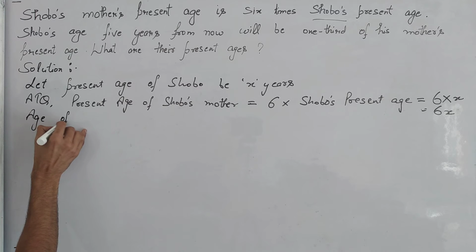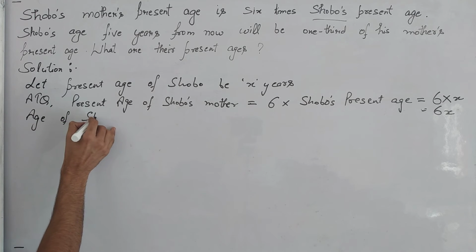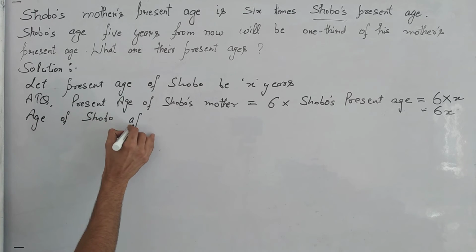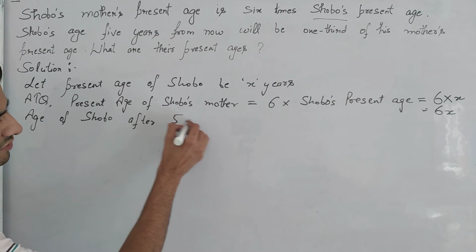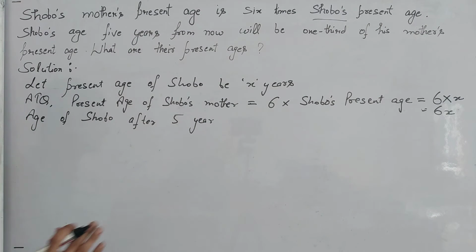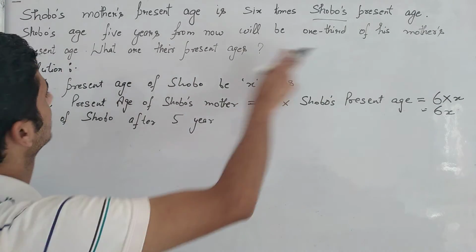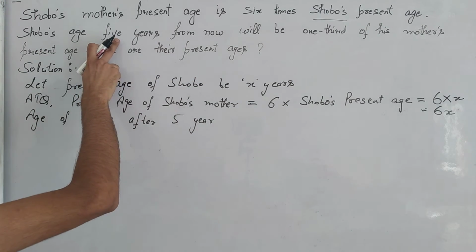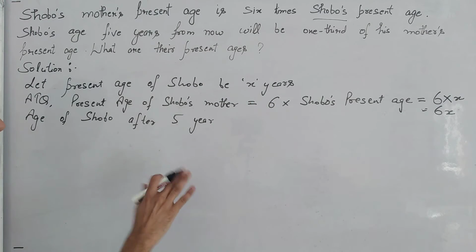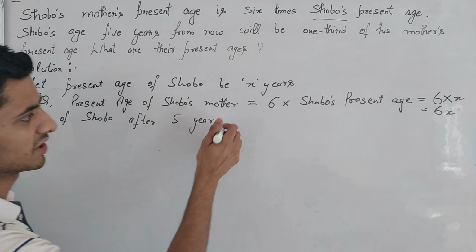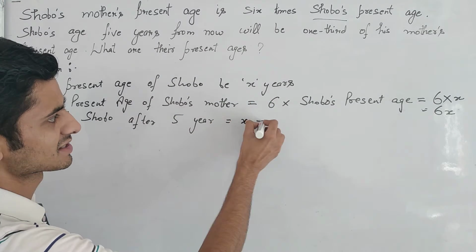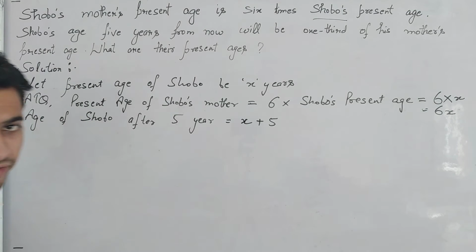Age of Shogo after 5 years. Then they have given one more relation based on their age. After 5 years, 5 years from now means after 5 years. So the age of Shogo after 5 years will be x plus 5.